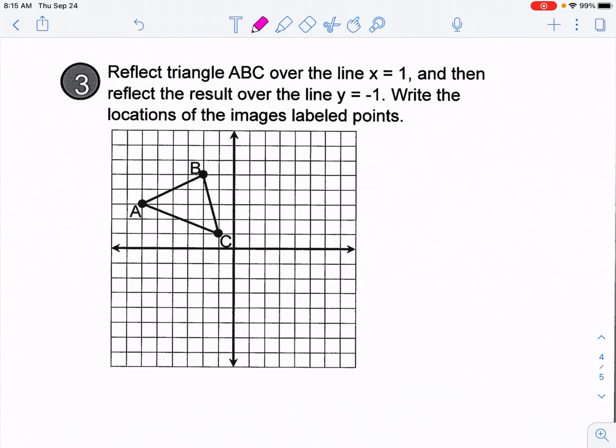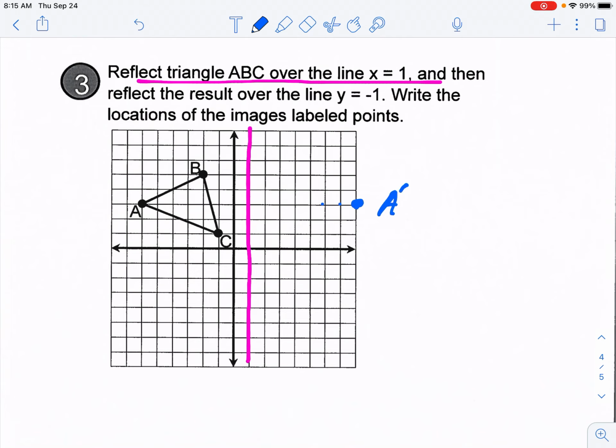Here we go. Reflect triangle over x equals 1. All right, so here's our x equals 1. Remember, it is a vertical reflection line. So the pink line is x equals 1. Let's flip our figure over. A is 1, 2, 3, 4, 5, 6, 7 away. So let's go 1, 2, 3, 4, 5, 6, 7 away.